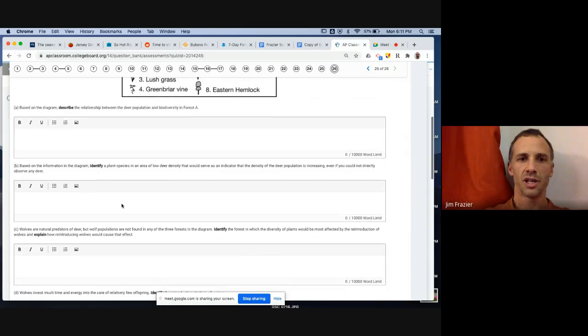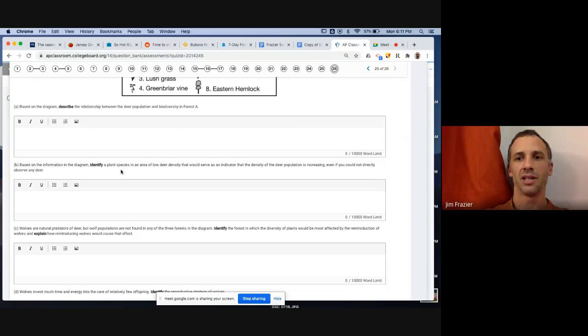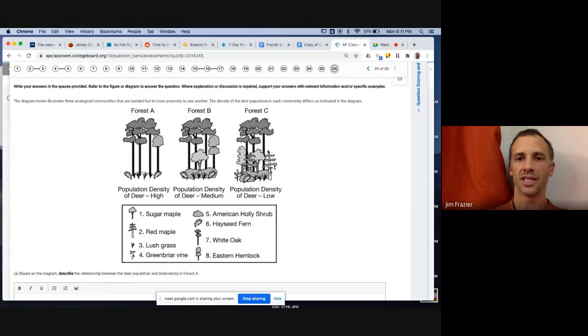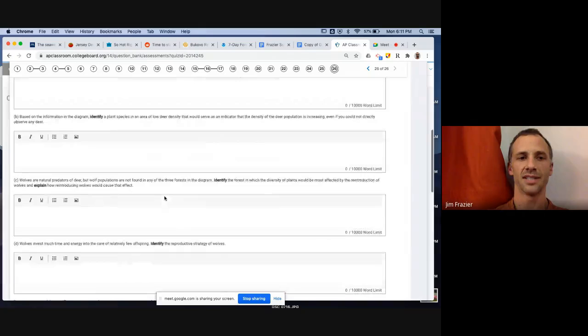For part B, you should have identified a plant species that would be a good indicator that deer population was increasing. A lot of people missed this one. You should have chosen a plant that quickly disappears from Forest C as deer populations increase going left. A bunch of people chose hayseed fern or lush grass. And that's a poor choice because lush grass is found in all three habitats, regardless of deer density.